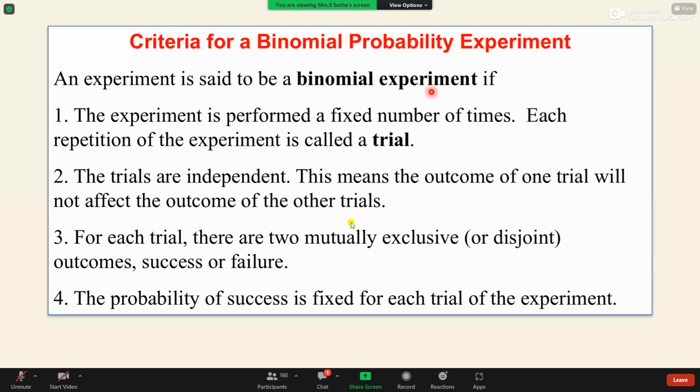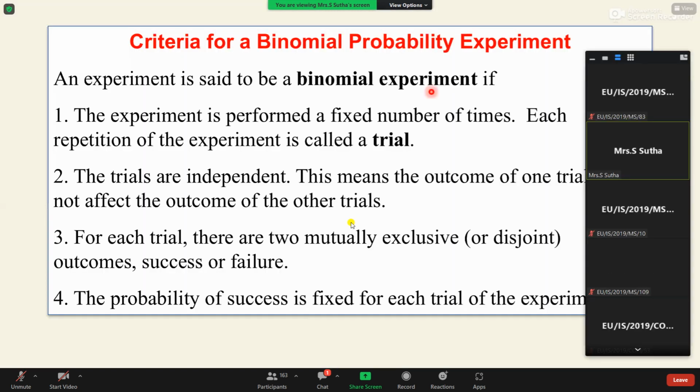Right. Before defining what is binomial distribution, first you have to get an understanding about the binomial experiment, binomial probability experiment. Already we learned about the random experiment. So a little bit different from that, some random experiments we can name as a binomial experiment, right?